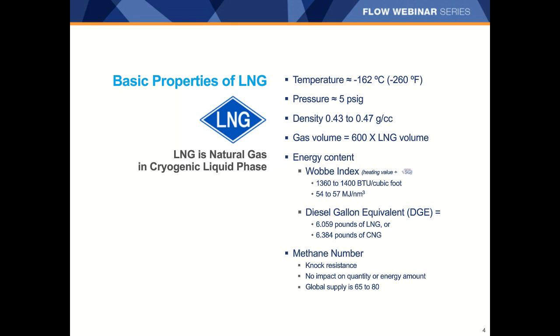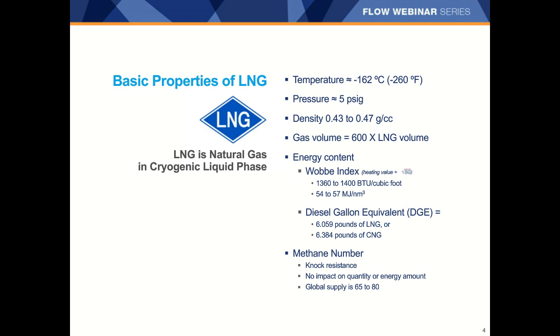Another new concept for indicating the quantity of LNG is called the diesel gallon equivalent, or DGE for short. The DGE is defined as a mass unit equal to exactly 6.059 pounds, but it also carries with it an implication of the energy content by suggesting that the energy within 1 DGE of LNG is approximately the same as the energy that is contained in an average typical gallon of diesel fuel.